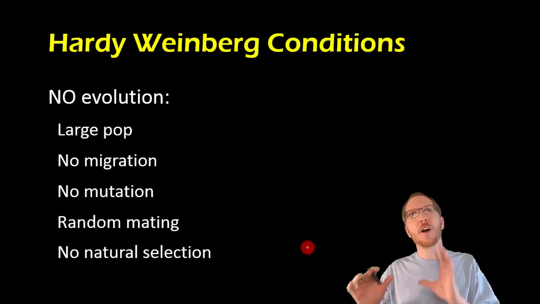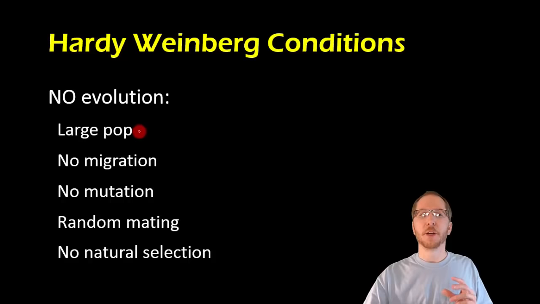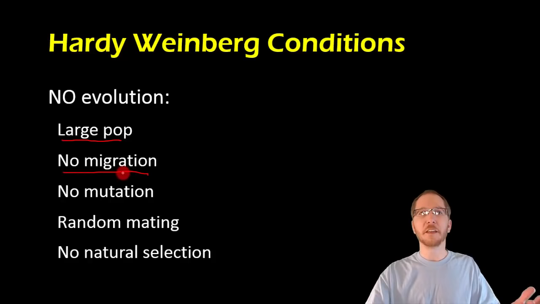So if we want things to stay as stable as possible, a large population is going to help. Because the bigger the population, the less likely some freak chance accident is going to occur and make us lose an allele because the only person with that allele just died or didn't reproduce. We don't want any migration because when things come in or out, they can be the one person with an allele that leaves, so now it's gone, or they can bring in a brand new allele that our population didn't have before. That's going to be evolution.